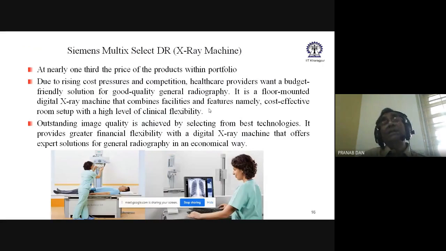Siemens, for example, has a portfolio called Smart, where they are focusing on the affordable category of products without compromising on quality to a great extent. This is one example, an X-ray machine, which costs nearly one third of the cost of the original or the elaborate equipment. Go to the next, then I will talk about Smart. Next slide, please.